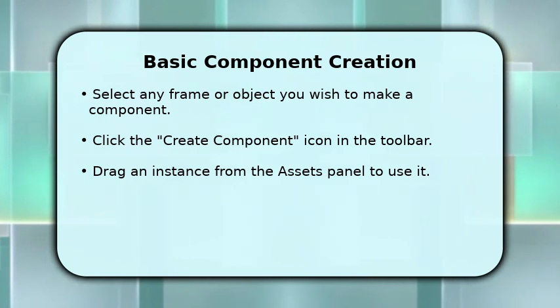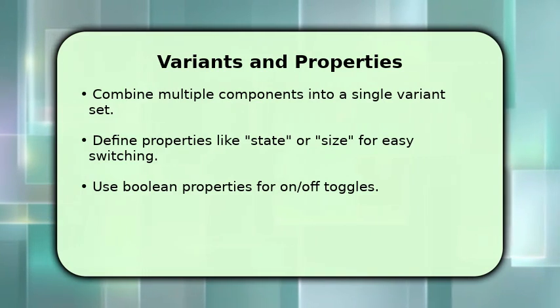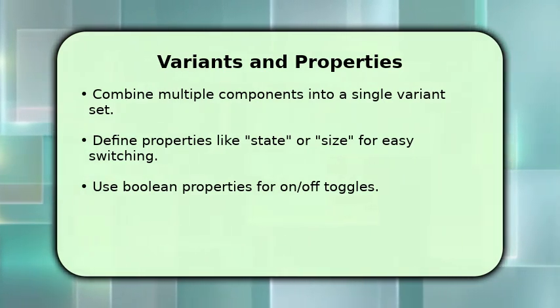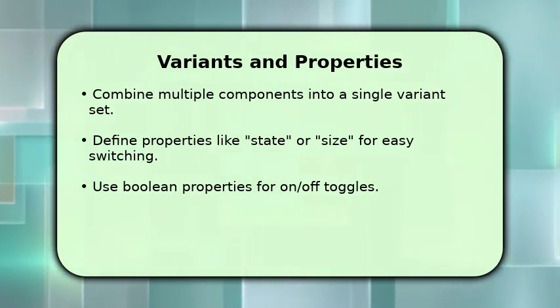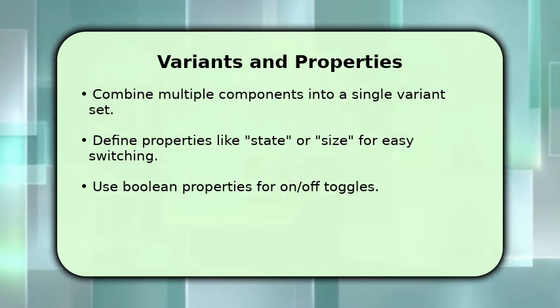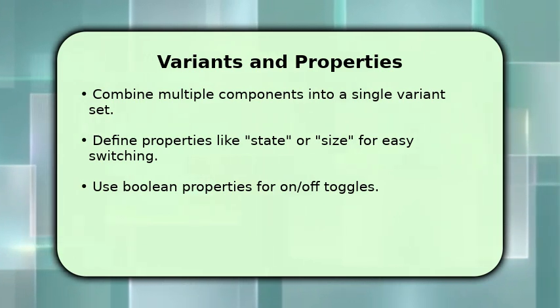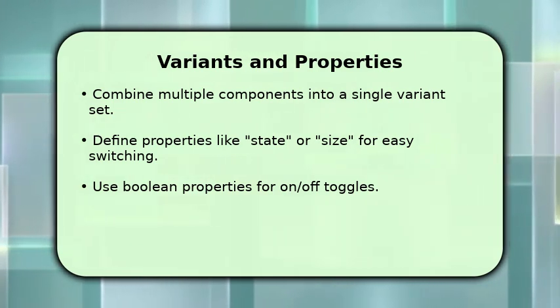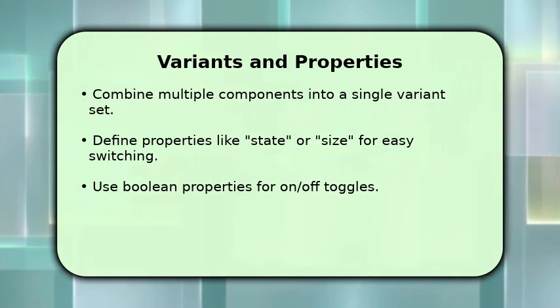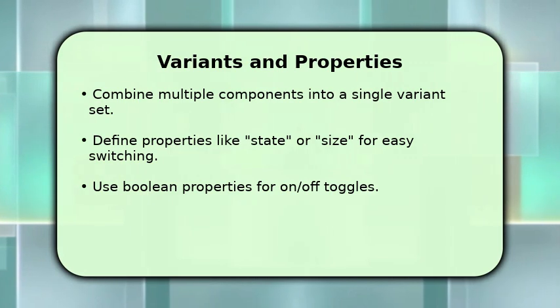in your designs. Variants allow you to combine multiple versions of a component into a single, organized set. For example, you can have a button component with different states like default, hover, and disabled. Define properties such as state or size to easily switch between these variations. Boolean properties are also useful for simple on or off toggles, simplifying your design system.